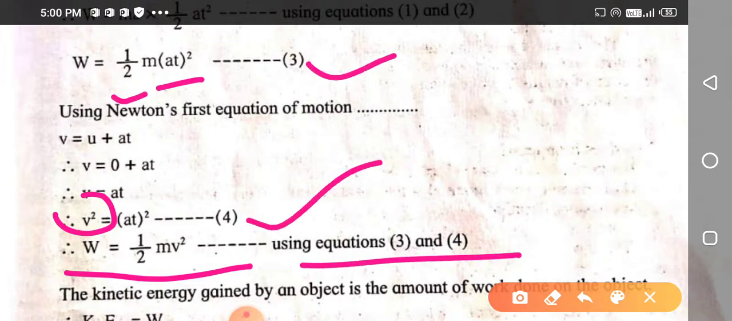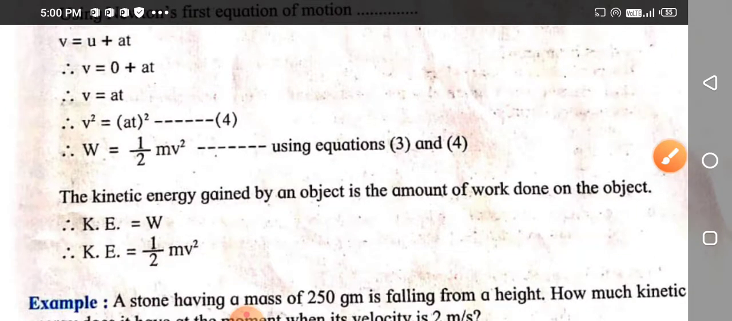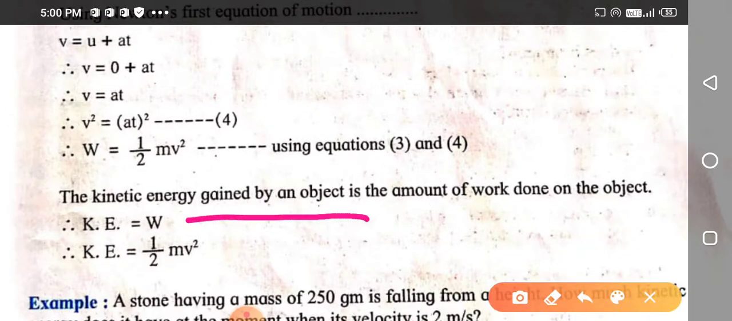Now the kinetic energy gained by an object is the amount of work done on the object.